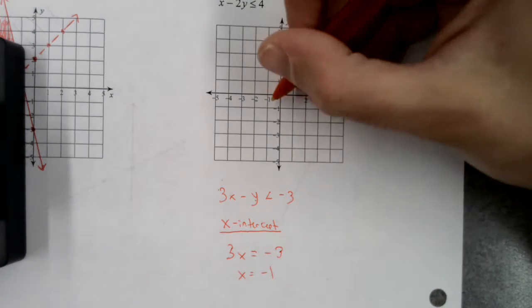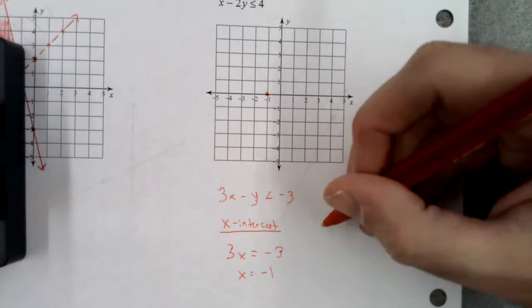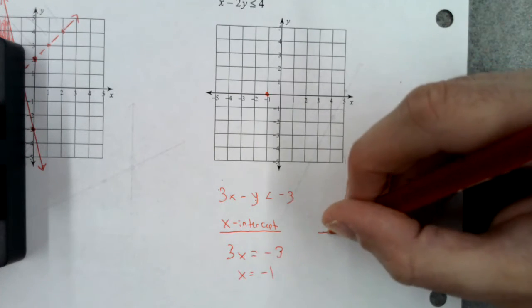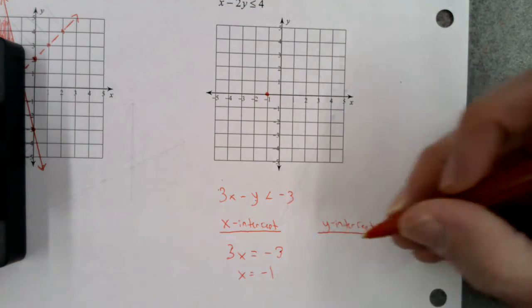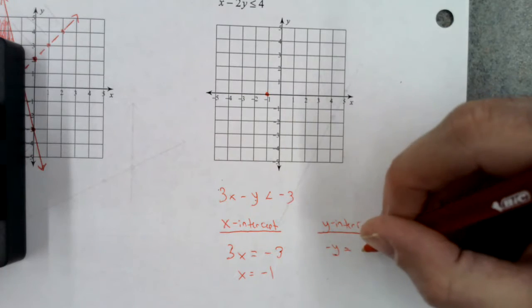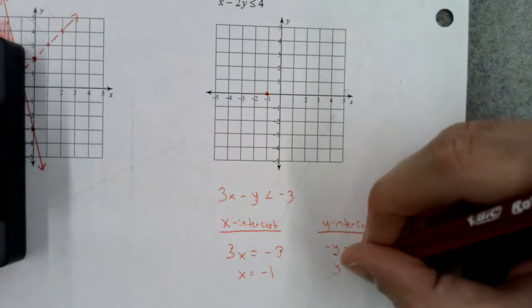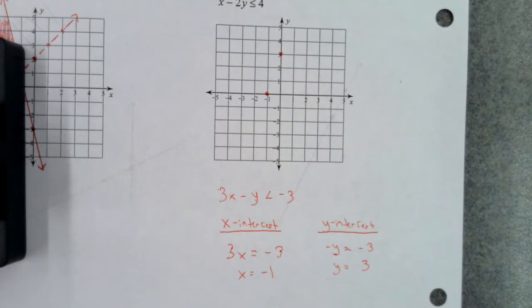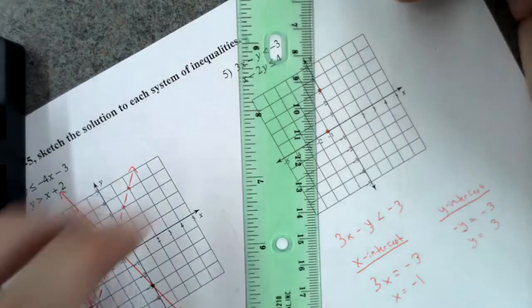For the y-intercept, replace the x with 0, so the x goes away. You have negative y, you can pretend it's equal to, again, negative 3, which means y equals 3. So that's your y-intercept. Okay? This is going to be a dashed line, so make your line dashed.